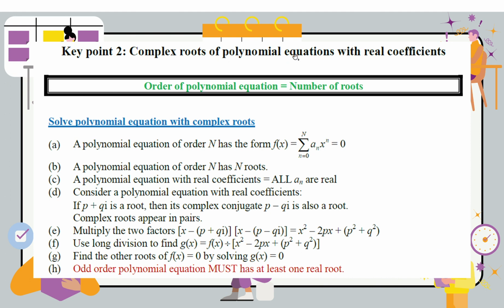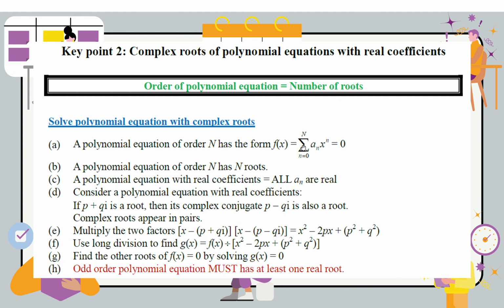Next, the complex roots of polynomial equations. Now we go further, not just quadratic, but cubic, fourth order, or whatever. So we think about roots first, which is very important. The order of a polynomial equation is the number of roots, okay? Quadratic has two roots, cubic 3 roots, x to the fourth 4 roots, and so on.